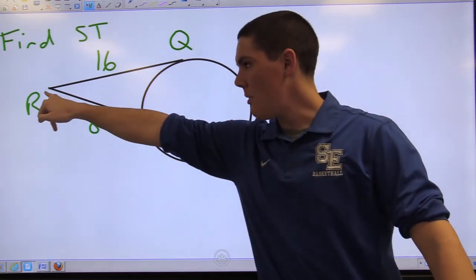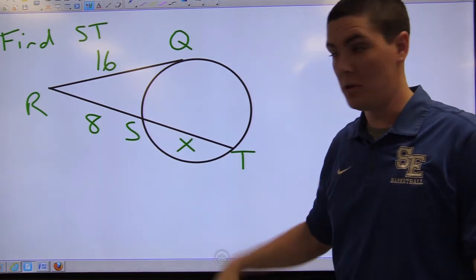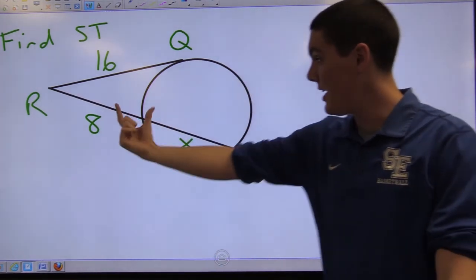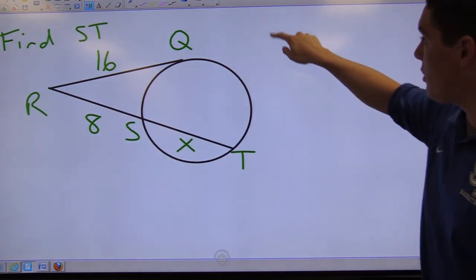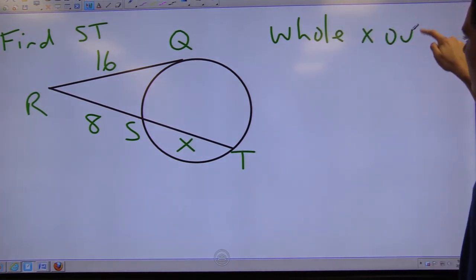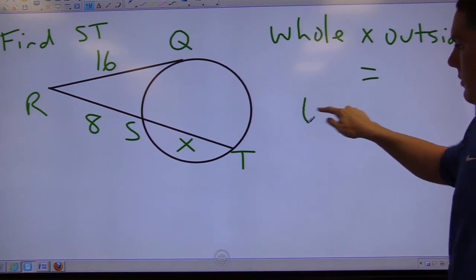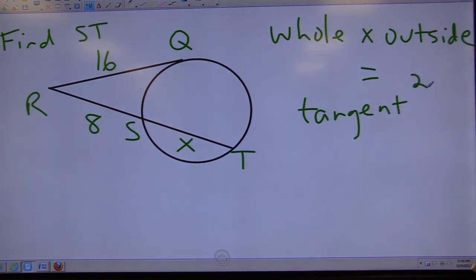All right, so this right here is a secant segment because it intersects the circle at 2 points. So if we have that, let's use the secant tangent segment theorem because we have a secant and a tangent. That's the one we need to use, the one we just talked about. So what that says is the whole thing times the outside equals, if you remember, tangent squared.